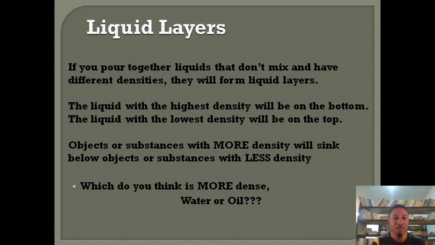Right, liquid layers. If you pour together liquids that don't actually mix and have different densities, they will form what is called a liquid layer. Liquids with the highest density will be at the bottom, and the liquid with the lowest density will be at the top. An object or substance with more density will sink below objects or substances with less density.